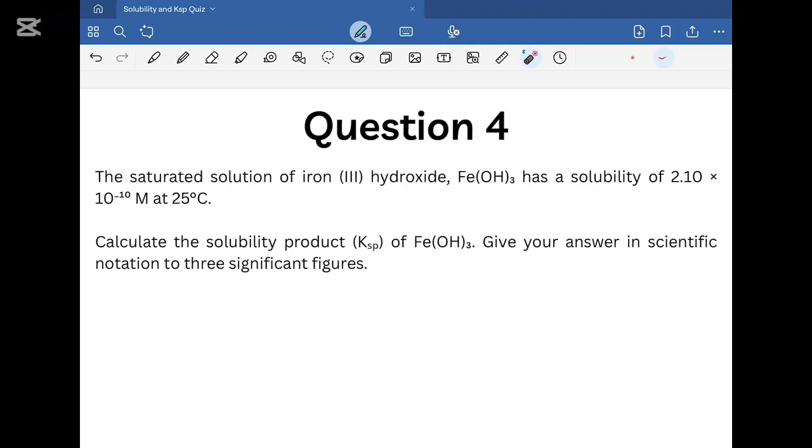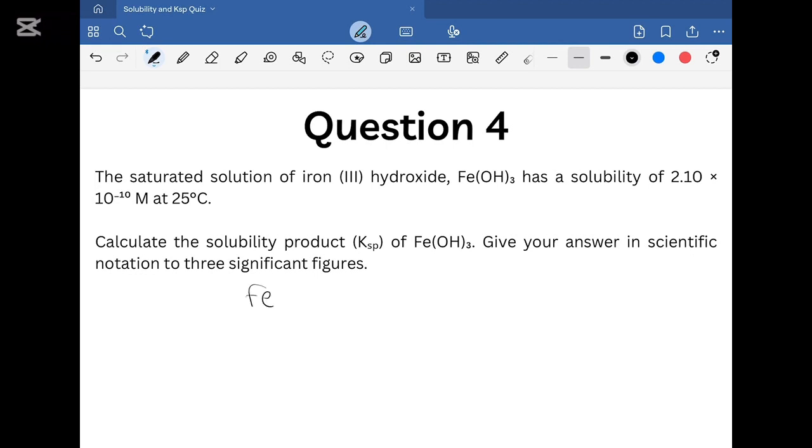Question 4. The saturated solution of iron(III) hydroxide has a solubility of 2.1 times 10 to the power minus 10 M. They are asking to calculate the solubility product, which is Ksp, of iron hydroxide, and give your answer in scientific notation to 3 significant figures. So I'm going directly to set an ICE table.